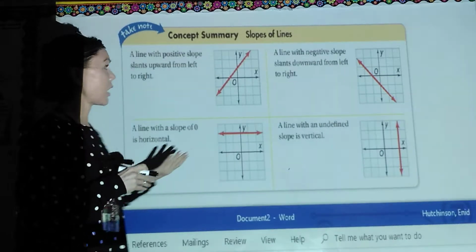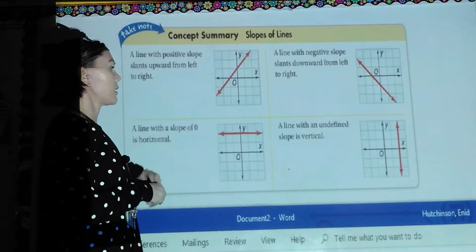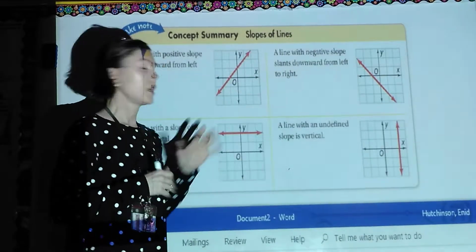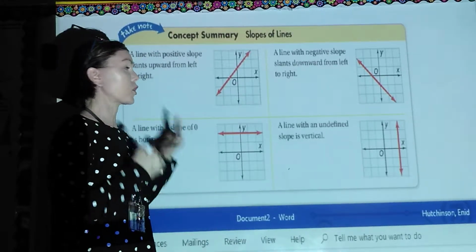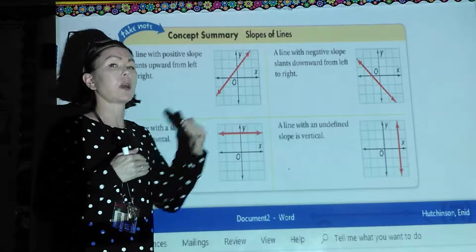Okay, so in this video we're going to be discussing slope of a line. And the one thing, you've already drawn all four of these. Okay, and now we're going to discuss each one. The slope of a line refers to the direction that the line is going in.